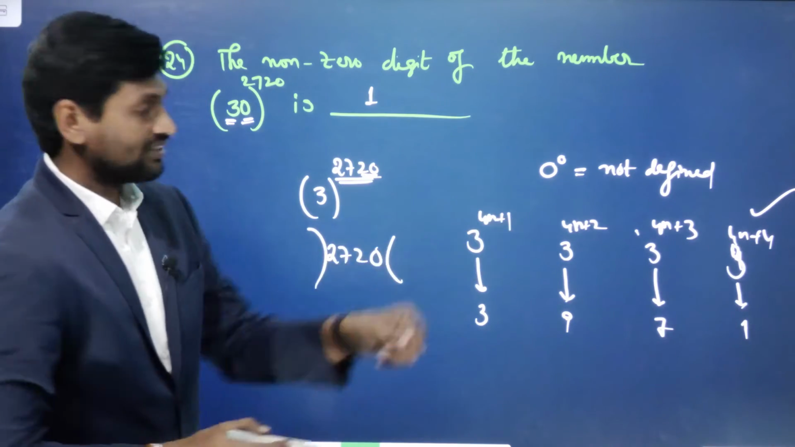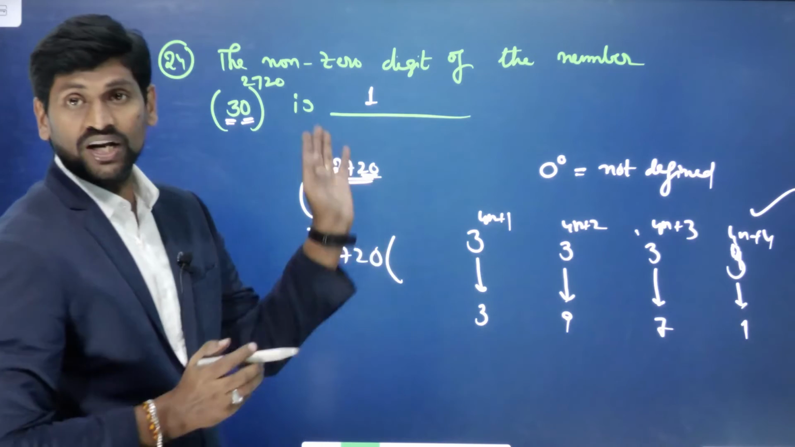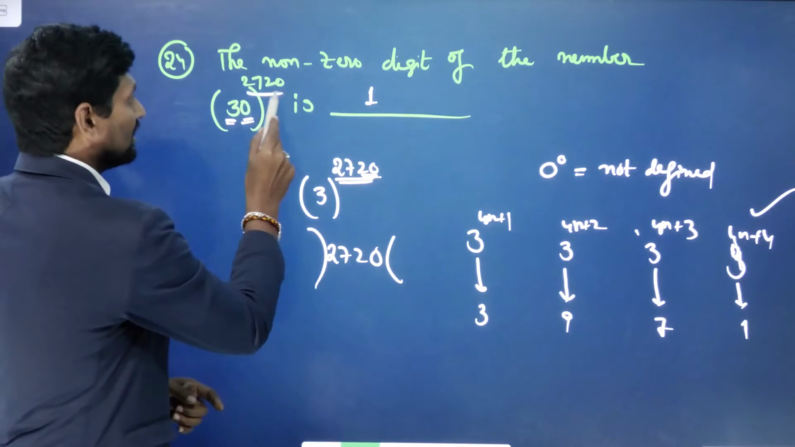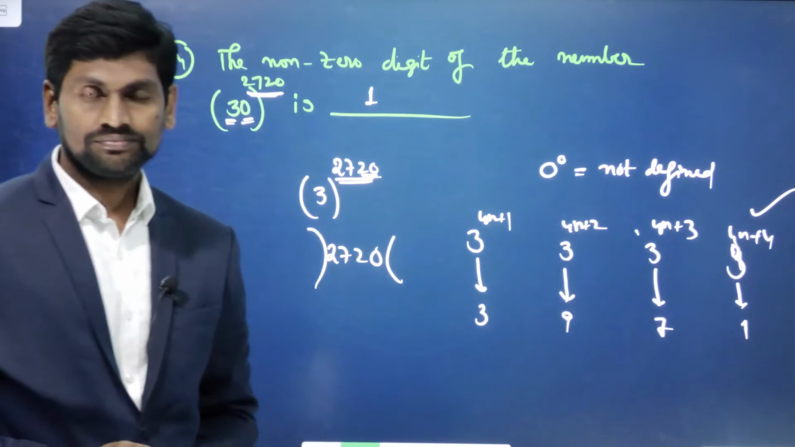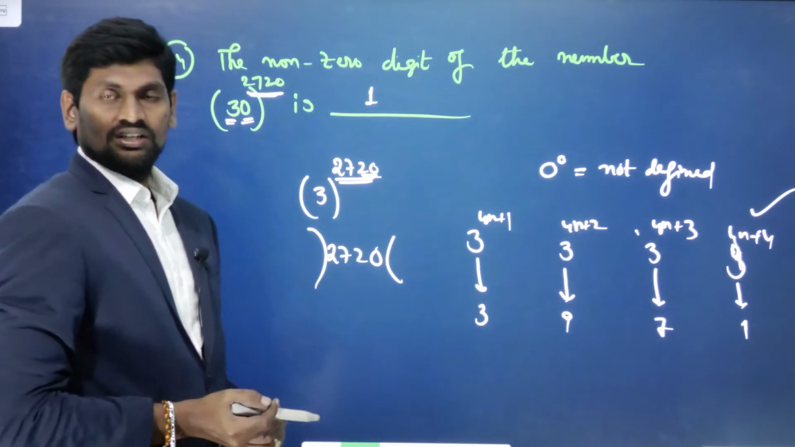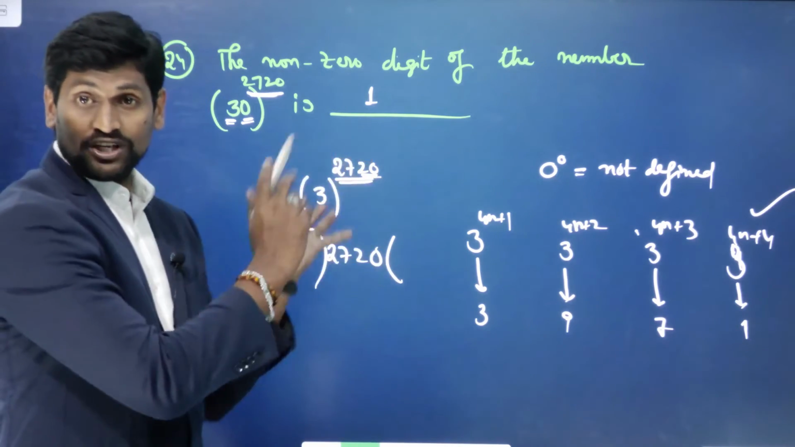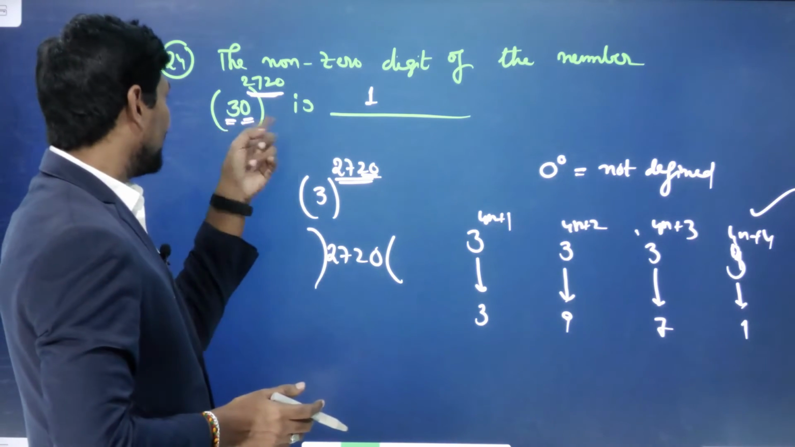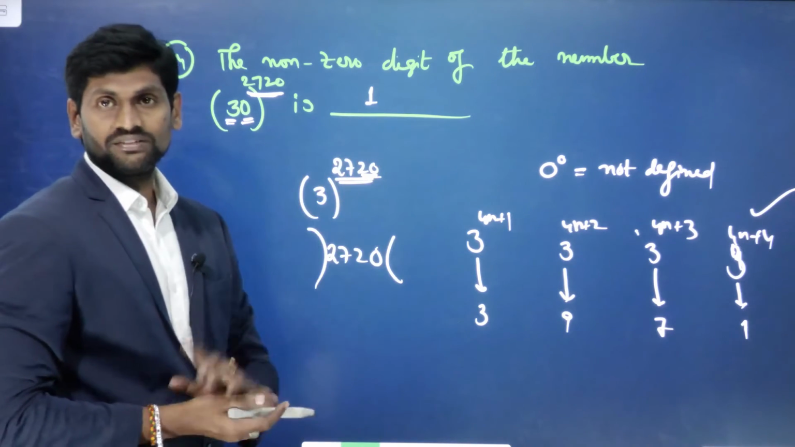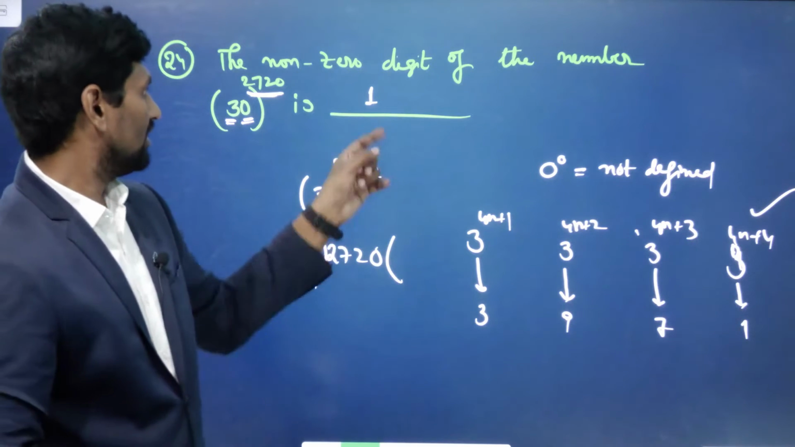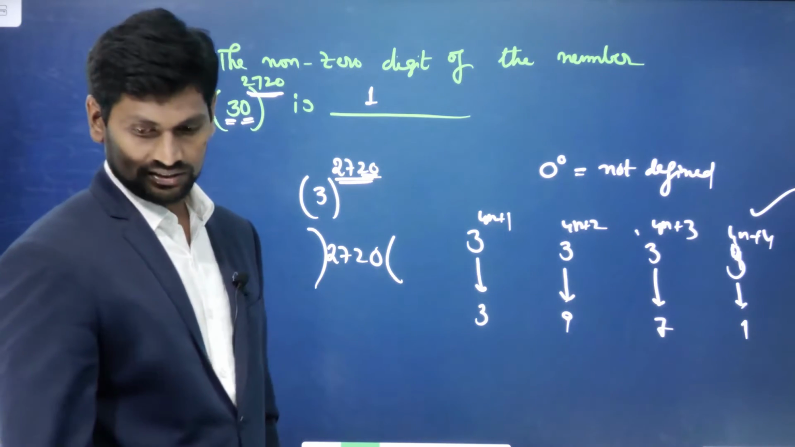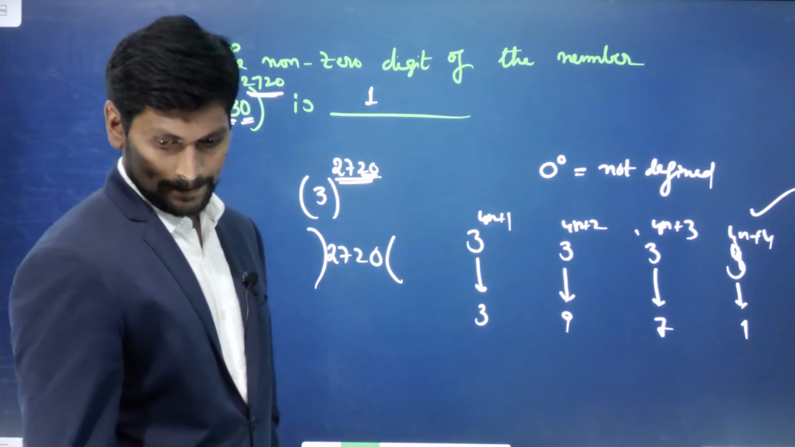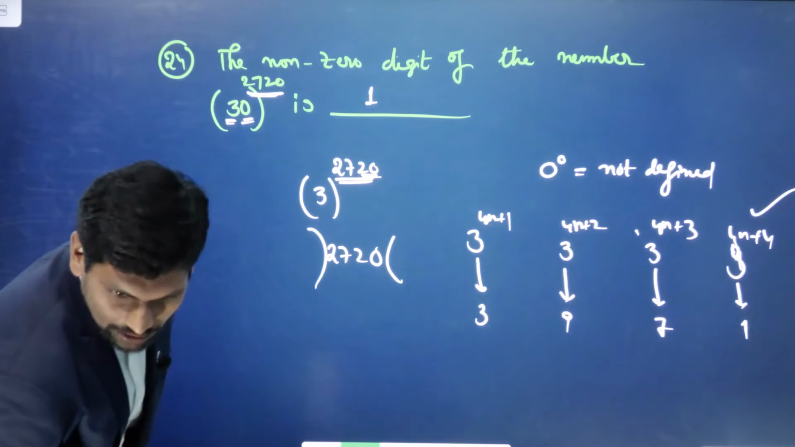1 after, on the right side, not the left side. After 1 we will get 2720 zeros, zeros that many times. Okay? But here it is asking about the non-zero digit. That's why we are finding for 3. That is 1. Okay? Our required answer is 1. Just check it.